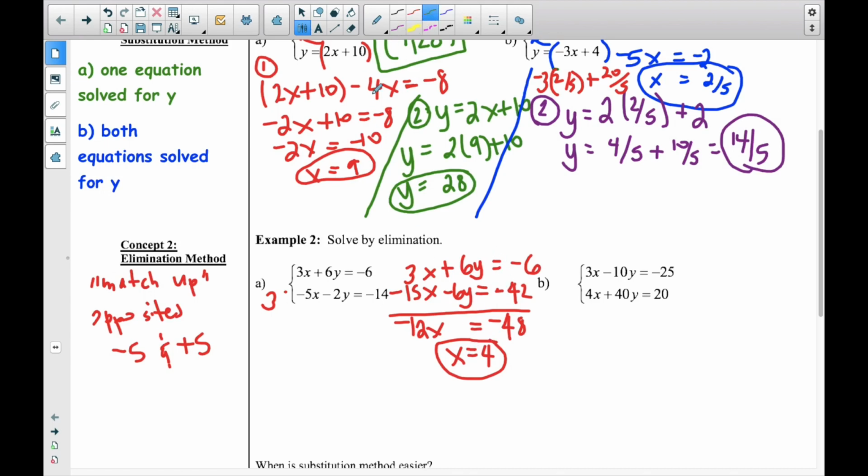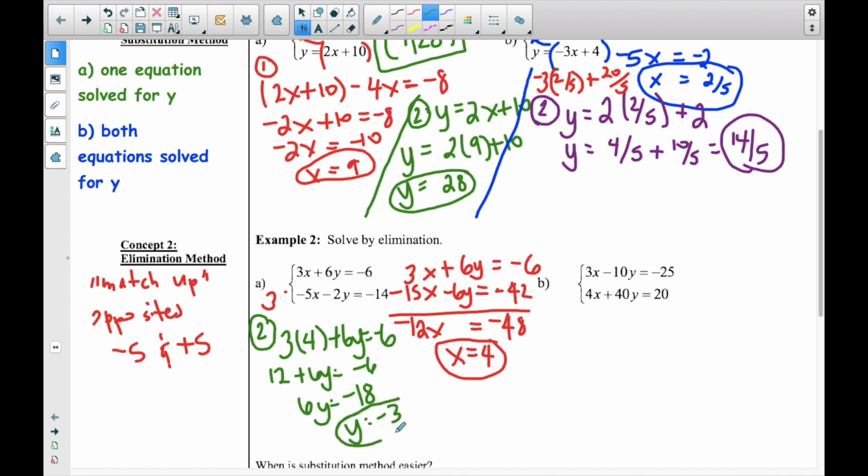Of course, this is a 2-step process, so my second step is to solve for the y value. You can choose either one. I'm going to choose the top one because I like to avoid those negatives. 3 times 4 plus 6y is equal to -6. And now I'm just going to simplify this. So that's 12 plus 6y equals -6. If I subtract my 12 from both sides, I get a -18. And so that's going to give me y is -3. So my solution on this one is 4, -3.